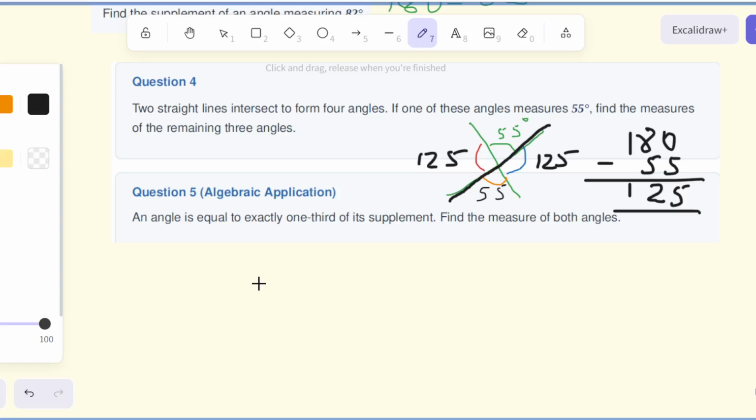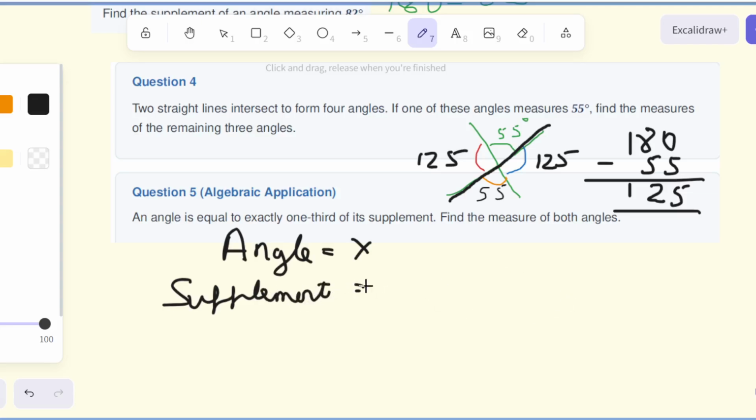An angle is equal to exactly one third of its supplement. Find the measure of both angles. So let the angle be x, right? If the angle is x, what will be its supplement? The supplement of any angle will be 180 minus that angle, right?